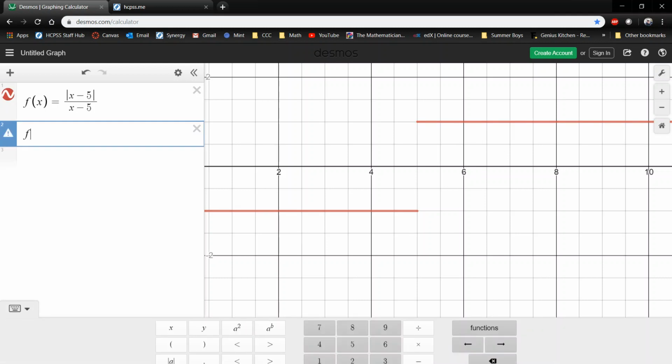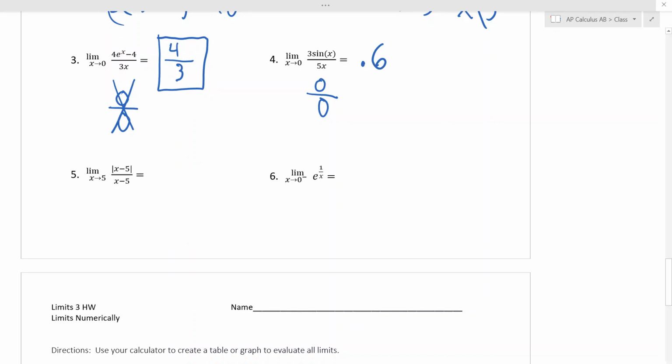So when I do f of 8, it's just 1. But if I do f of negative 8, I get negative 1. That's happening because, think about this, if you put an 8 in there, you get the absolute value of 8 minus 5 over 8 minus 5. Well, that's just the absolute value of 3 over 3. That's just 1. But if I plug in something less than 5, look what happens.